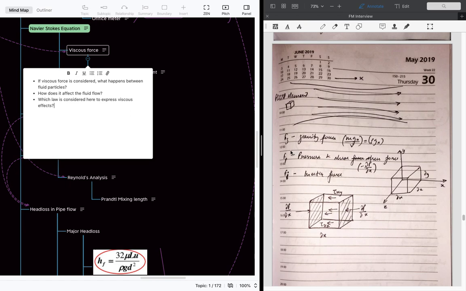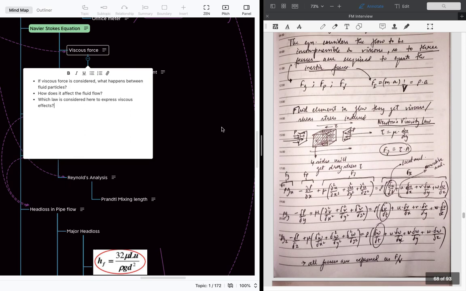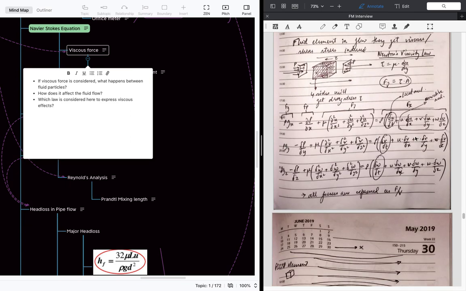So there are three forces which are acting on the fluid element: gravity force, pressure force, and the inertia kinetic energy force to move the inertia inside this fluid element. Okay, so this is it, and this drag stress is expressed through Newton's viscosity law, and the drag force is expressed as drag stress times the area. Okay, so these three equations are basically the Navier-Stokes equation in three components: x, y, and z.